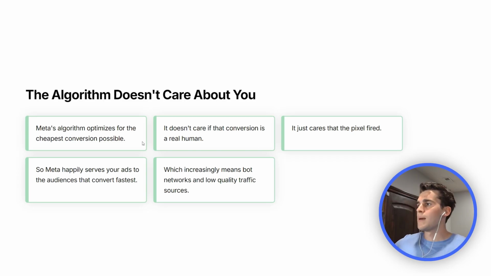So Meta will happily serve your ads to the audiences that convert the fastest, because that's what it's meant to do. It's meant to optimize around the goal of your campaigns. So if your campaign's goal is leads and you're getting tons of leads, then it's going to optimize around those leads that are hitting the pixel. And not all of those leads are actual real people, which is why I recommend offline conversions for Meta Pixel, so you can tell Meta the people that actually signed up versus the people that just filled out the application.